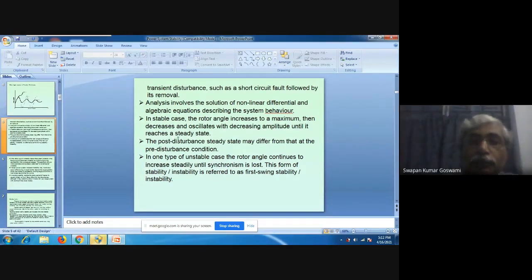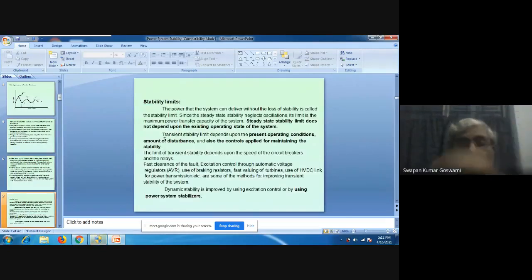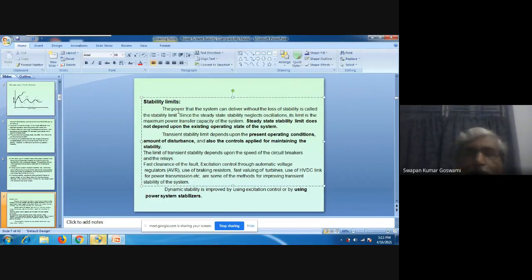Okay, then now let us talk about the stability limit. We shall be gradually moving towards the representation of the generator for stability analysis, but before that, let us talk about the stability limit first. The power that the system can deliver without the loss of stability is called the stability limit. Obviously, how much power the system can deliver without loss of synchronism is the stability limit.